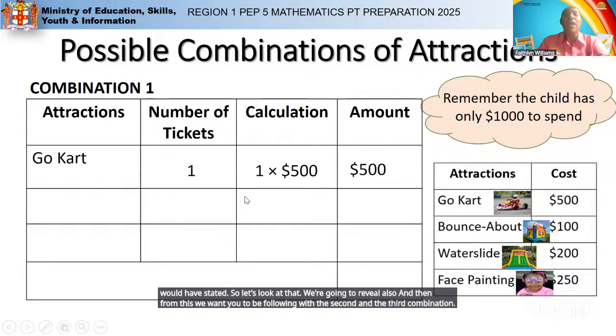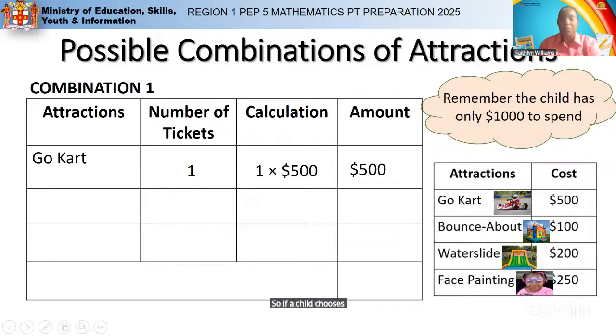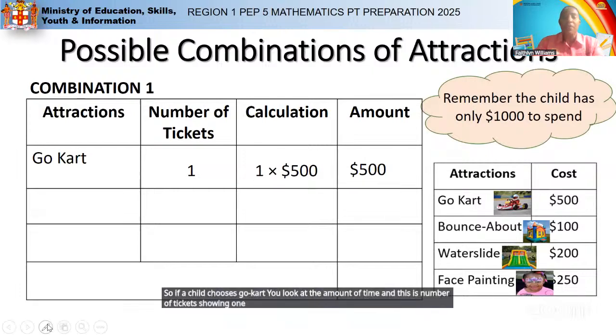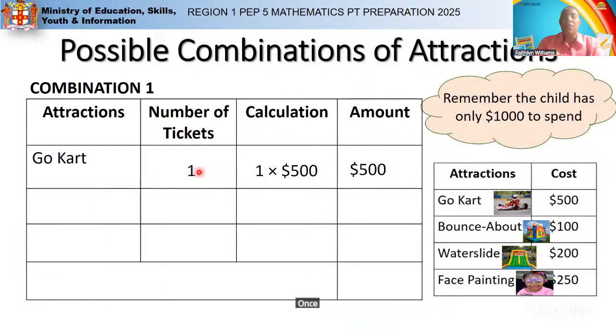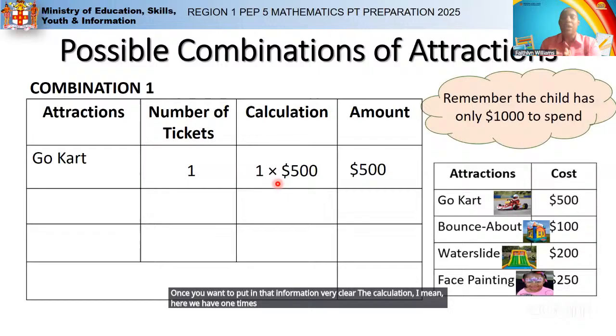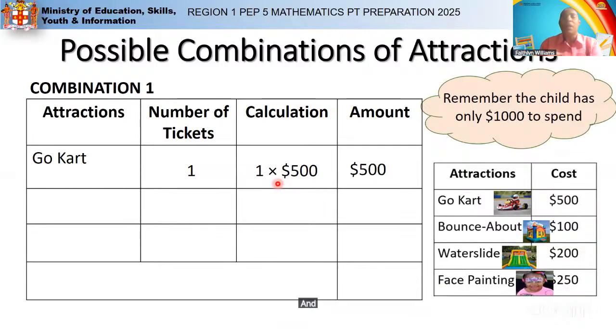So if a child chooses go-kart, you look at the number of tickets, showing 1. So there we have it, number of tickets once. You want to put in that information very clear. The calculation here is 1 times $500, meaning the child is going on the ride only once. And so you just need 1 set of $500, which gives you the total of $500.